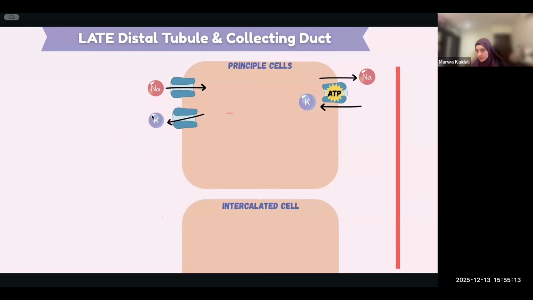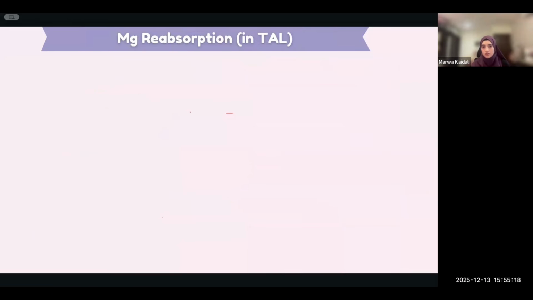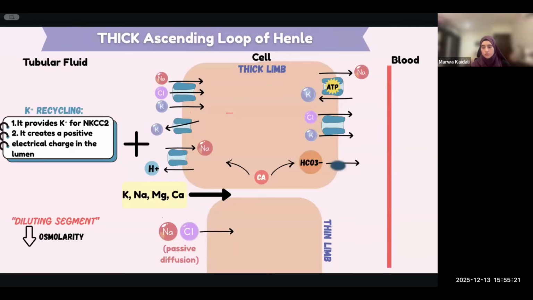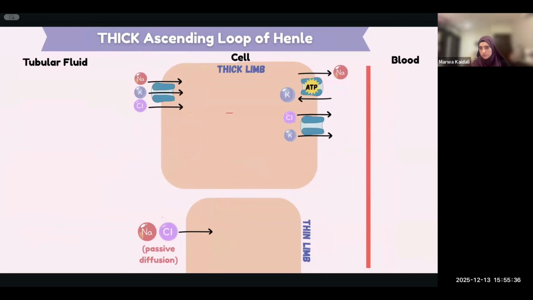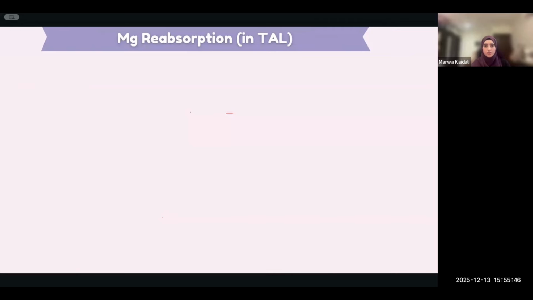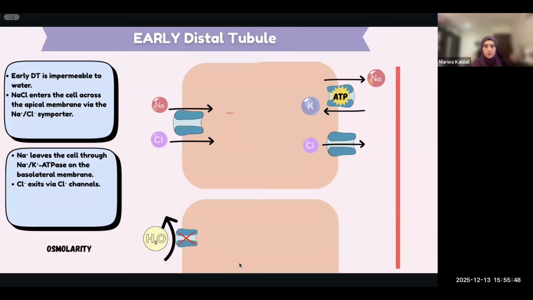Can you explain before why osmolarity is low? Okay, so you mean from the ascending limb of Henle? From this part? This one or after? Oh, okay. So the early distal tubule.